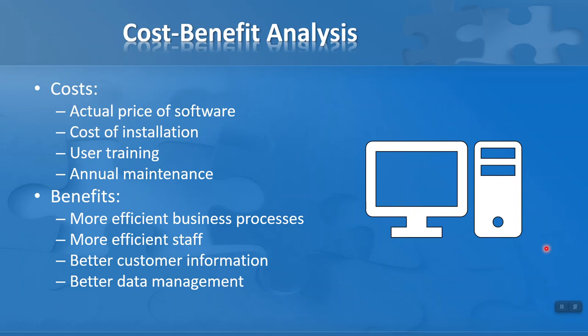So in a cost-benefit analysis, for things like the cost, let's say we're thinking of getting some new software for our organization. Well, on the cost side, there's the actual price of the software, but there'll also be cost of installation, probably cost in user training, and there will be an annual maintenance cost. So these are all the things to consider, not just the price of the software. The benefits can be a little bit harder to calculate, but there could be a more efficient business process and more efficient staff, better information for our customers, and better data management and security.